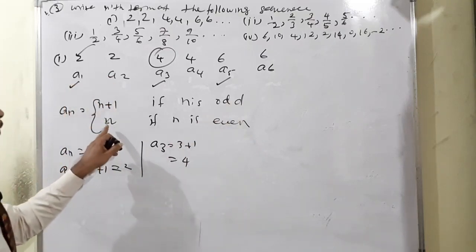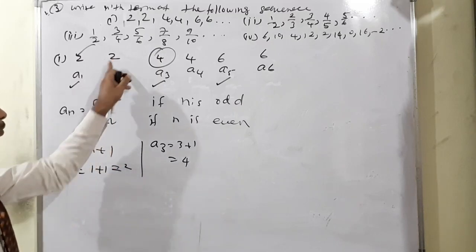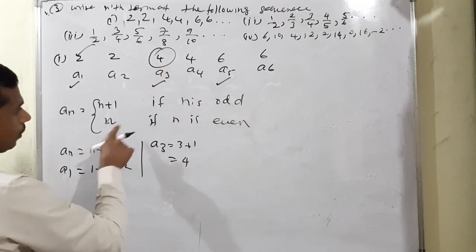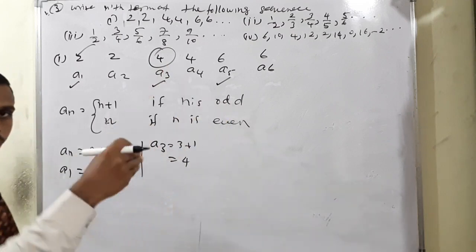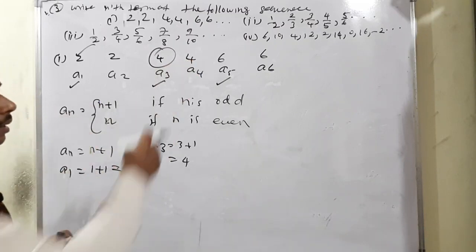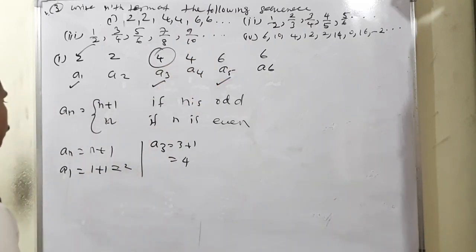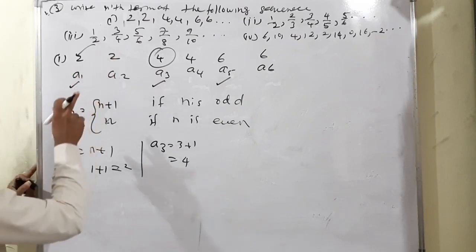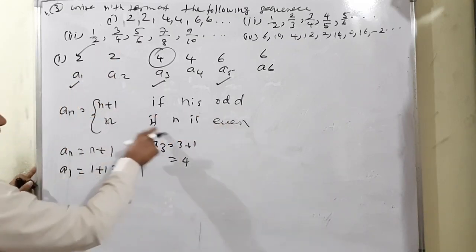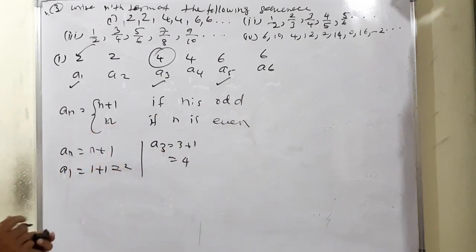Because if n is even, take 2, it means the term is 2. Then take 4, the 4th term is 4. If n is even, the terms are 2, 4, 6 like that. So, 4th term means definitely 4 is there. Then 6th term means definitely 6 is there. This is the condition. Therefore, the nth term of the first subdivision: An is n plus 1 if n is odd. Second case, if n is even, An is equal to n. Okay, moving to subdivision 2.